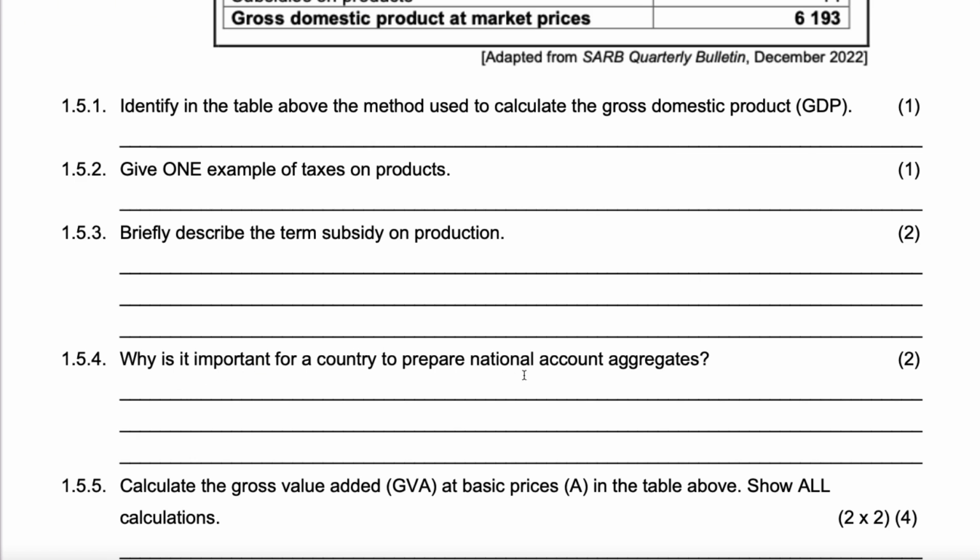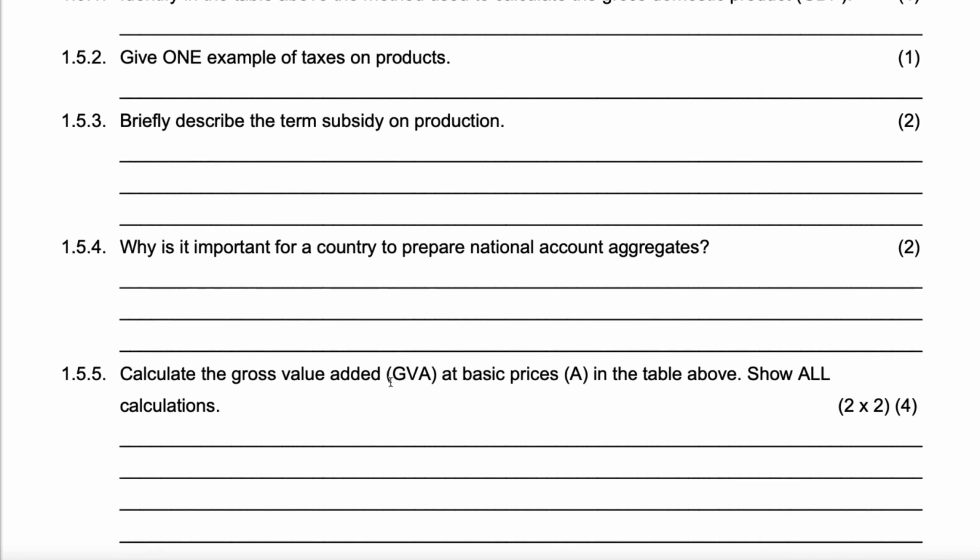Now, why is it important for a country to prepare national account aggregates? Well, national account aggregates are important. This is basically something that makes us know the health of the economy. So there are so many things we can say here. To determine the level of economic activity by measuring the value of real GDP in a country. That way we know the health of a country. Like GDP is important. We want to know our production capacity as a country. Now, anything along those lines.